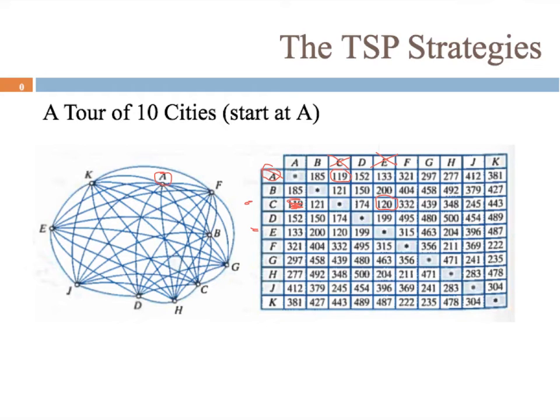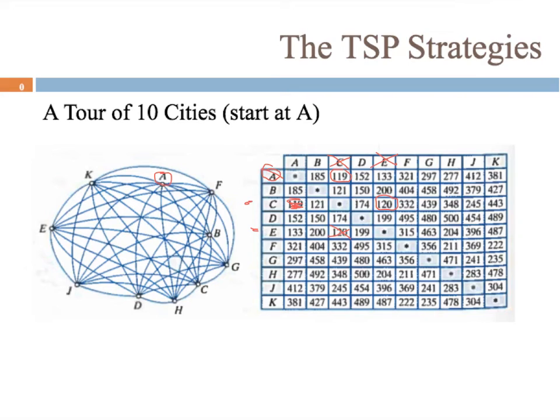Okay, and we're starting with E now. So from E, we're going to look and see what our cheapest option here is. So 133 for A, 200 B. It looks like our cheapest option is going to be the 120 to C. But, okay, here's the problem. We can't go back to C because it's already been used. So I'm going to mark that out actually.